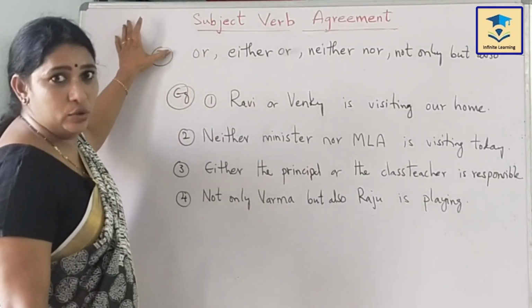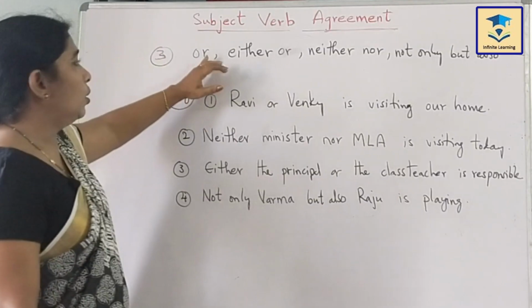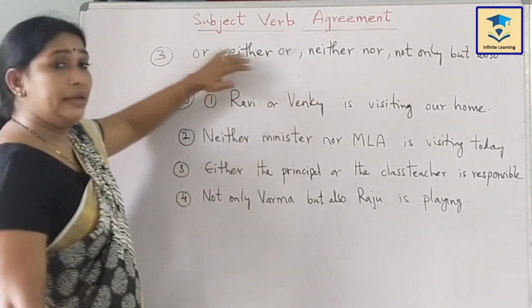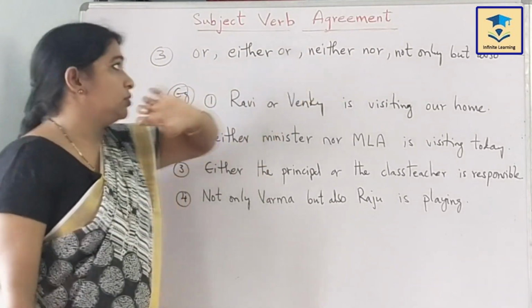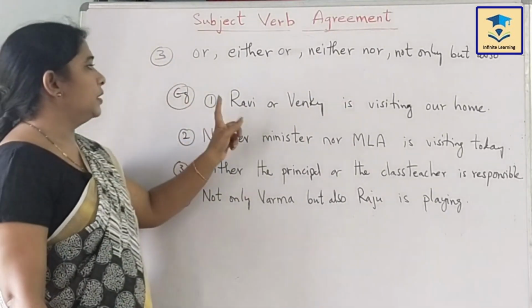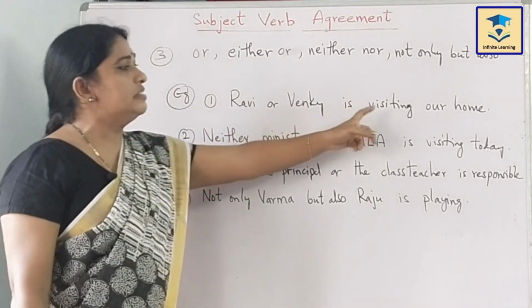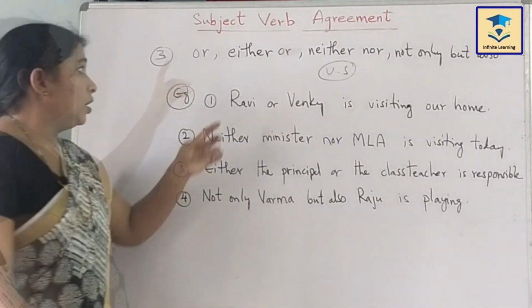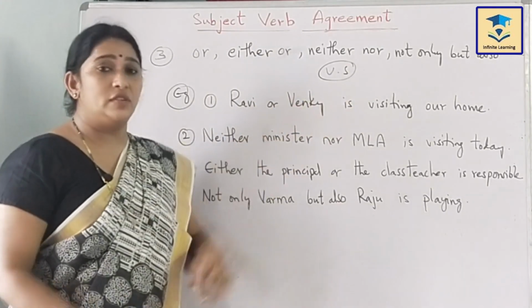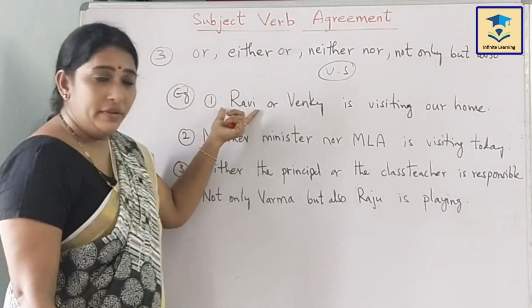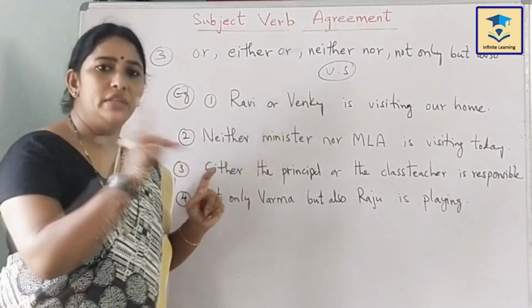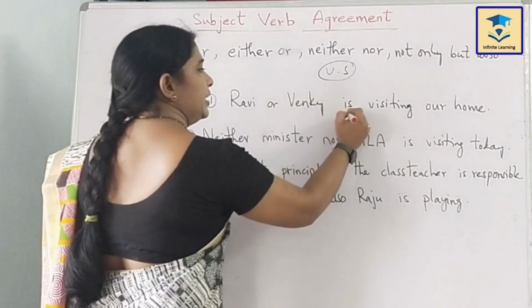Now let us see the third rule. See these words: or, either or, neither nor, not only but also. Now, let us see these four examples. See the first example. Ravi or Venki is visiting our home. In all these cases, we get the verb as singular. Ravi or Venki is visiting. Either Ravi or Venki, we get the meaning like that. Any one of these two is visiting. So, we get a singular verb here.